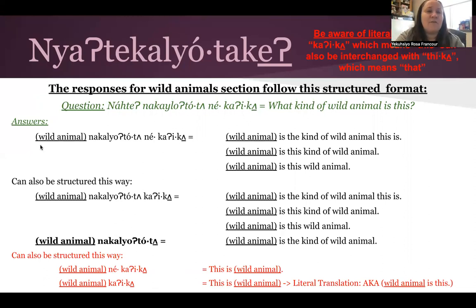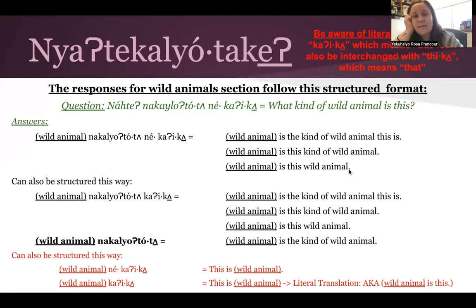You can respond, the wild animal is going to be first in your sentence, nagali o doda ne gaig. Okay, so you're saying basically blank is this kind of wild animal, or this is the kind of wild animal this is. So that's like a literal translation. Or you could always say it as like, whatever is this kind of wild animal, or is this wild animal. There's just like so many ways to say it. But yeah, again, just be aware of the literal English translations, and then just more of a general English translation that makes sense in English.